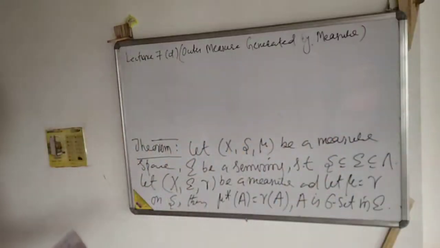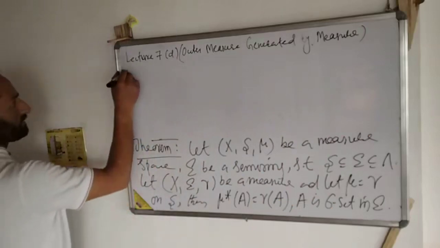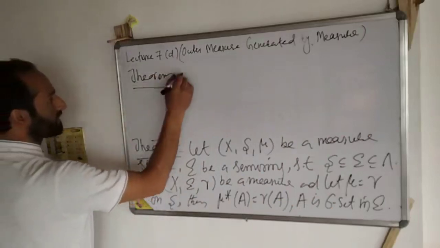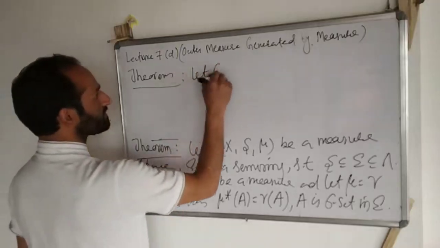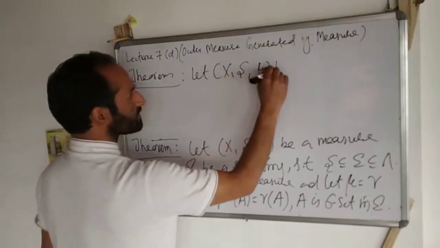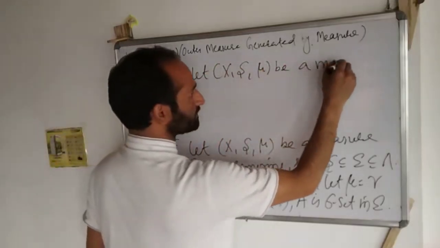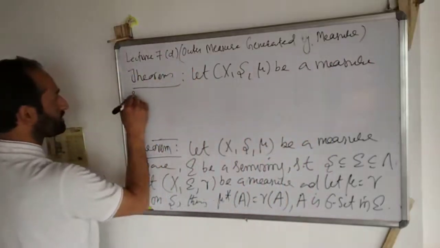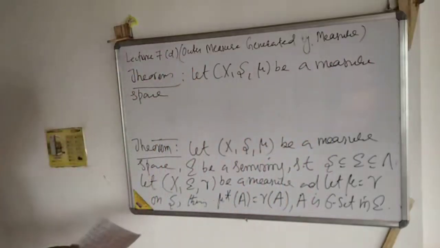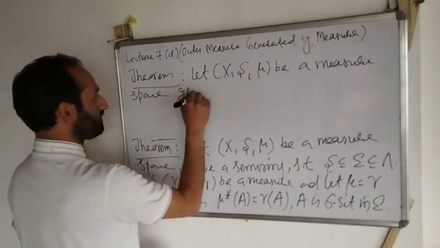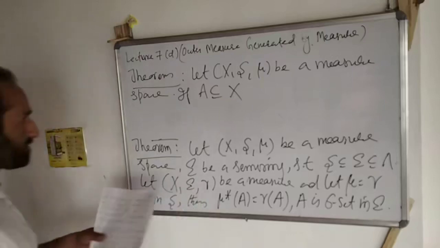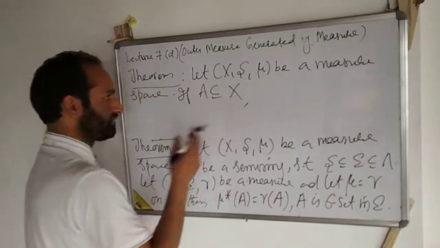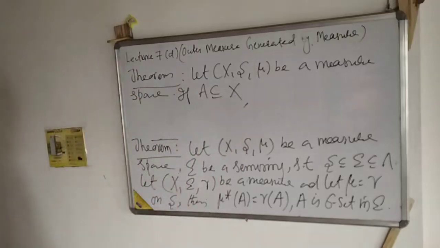I will leave this as an exercise for you. Next theorem: let (X, S, mu) be a measure space. If A is a subset of X, then there exists a measurable set. A may be non-measurable; non-measurable sets we can discuss next, they actually exist.